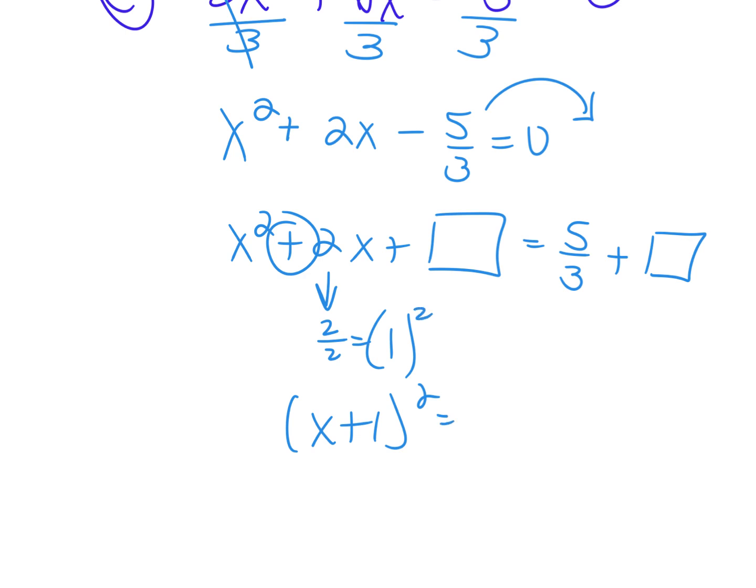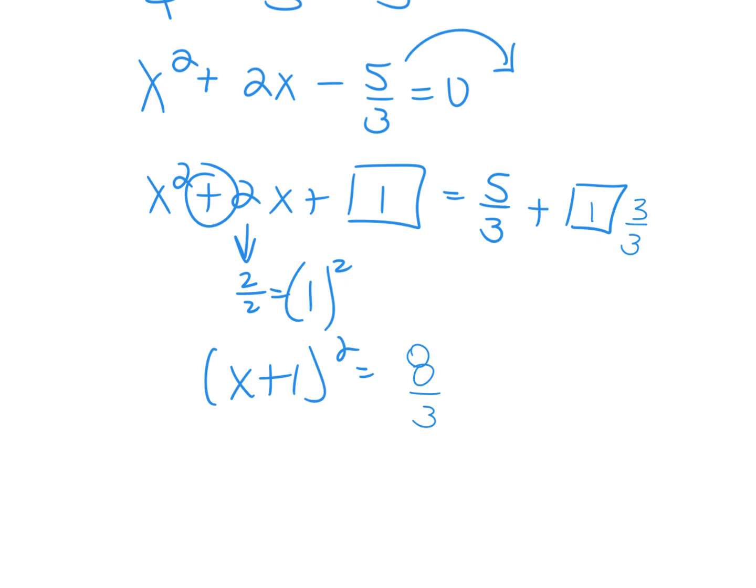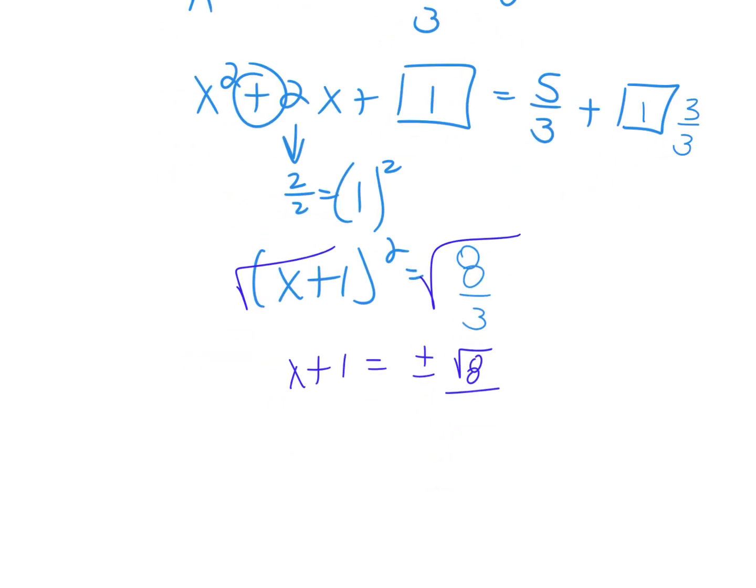Equals, I'm going to square this. So 1 squared becomes 1. I'm going to go ahead and in my mind I can see that 1 is the same as 3 over 3, so we can combine. 5 plus 3 is 8 over 3. So now, again, we have our binomial set equal to a number, so I'm going to take the square root. X plus 1 equals plus or minus the square root of 8 over the square root of 3.